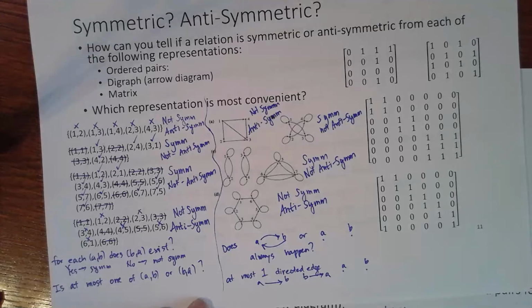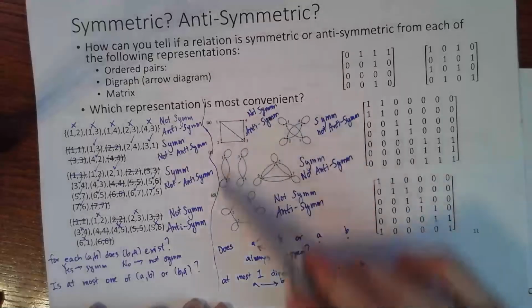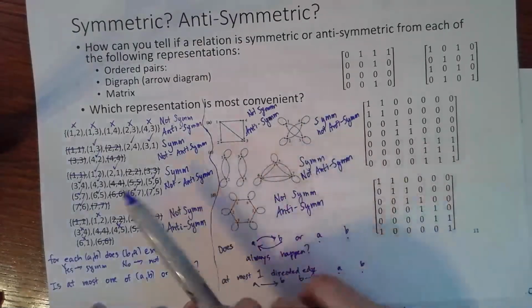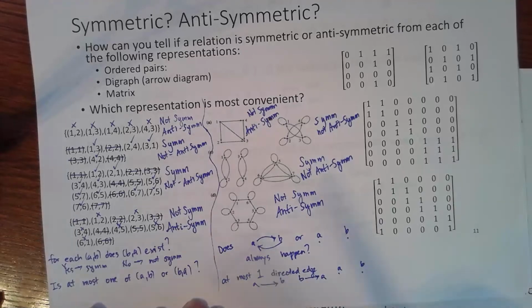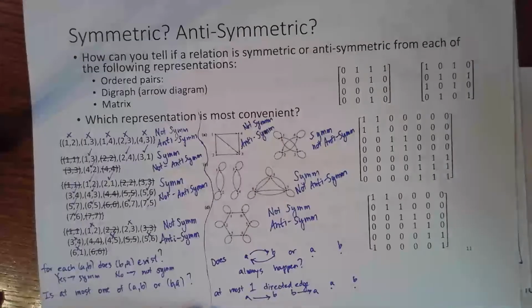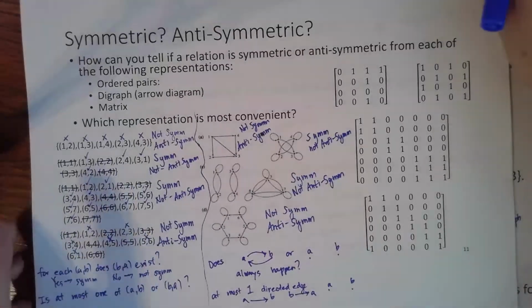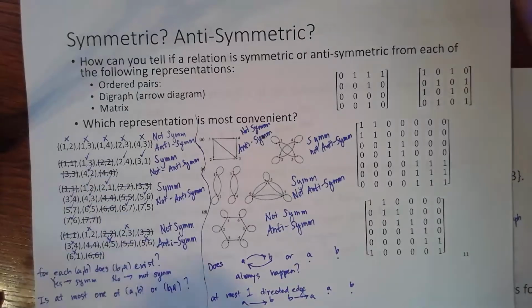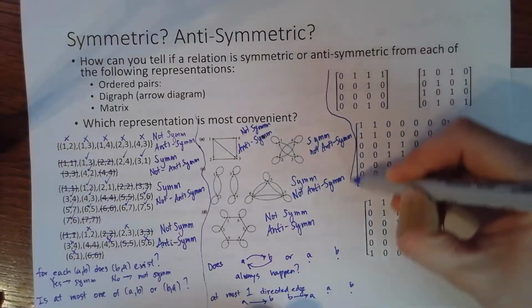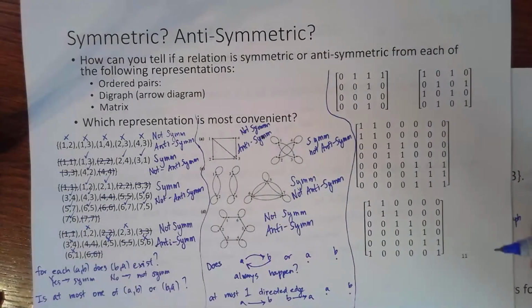Once again, this one was probably a little bit quicker for us to go through than the ordered pairs. So the digraph is a very convenient representation. Okay, and let's finish up by looking at the matrix representations. This one is a little bit trickier.